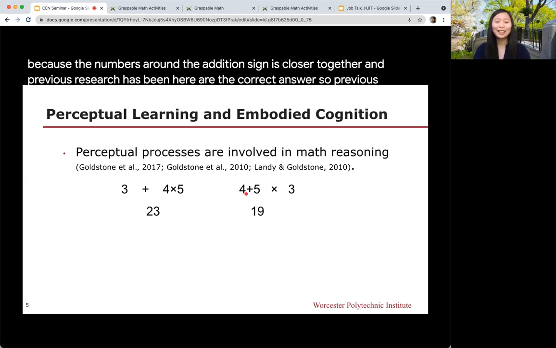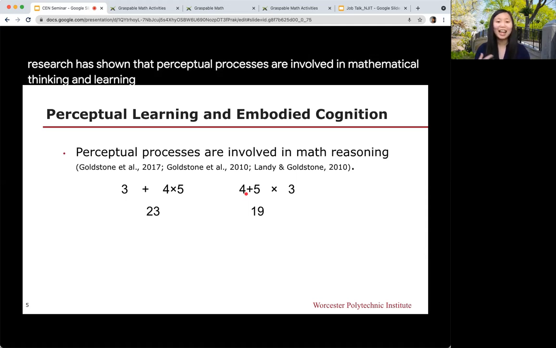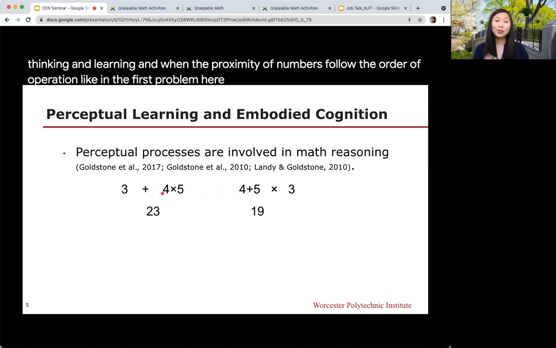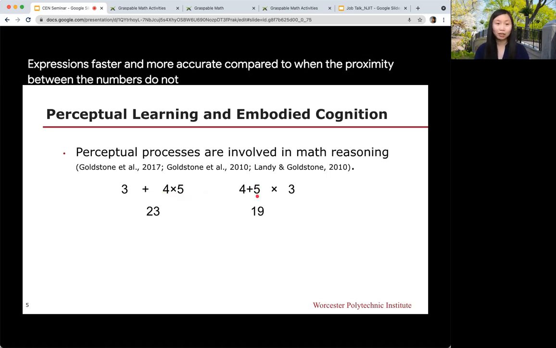Previous research has shown that perceptual processes are involved in mathematical thinking and learning. When the proximity of numbers follows the order of operations, like in the first problem here, children and adults solve these expressions faster and more accurately compared to when the proximity between the numbers does not follow the order of operations, like the second problem here.